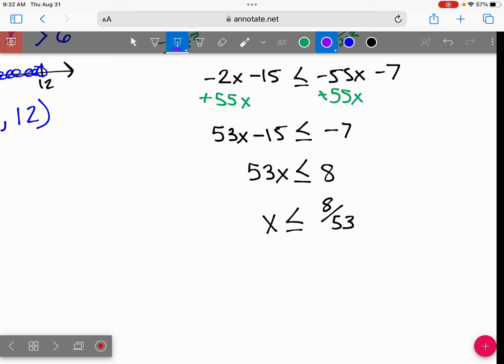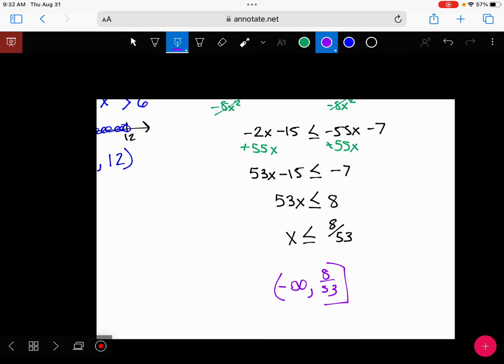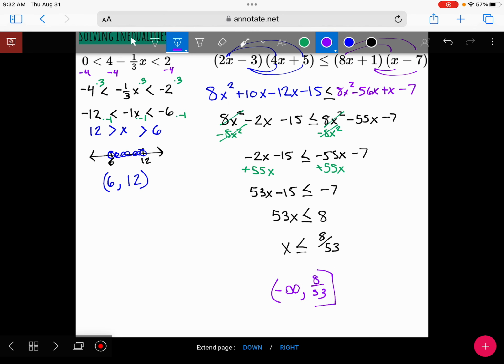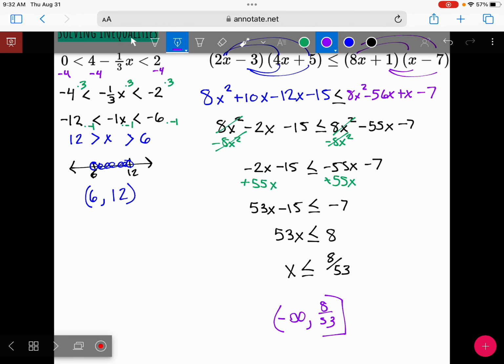So our interval form, what's the smallest? Negative infinity. And our biggest? 8 over 53. Infinity is an idea, so we always use a parenthesis. Are we using a parenthesis or a bracket on 8 over 53? Bracket. That one's longer because we had to multiply it out. But other than that, it's a real similar vibe.